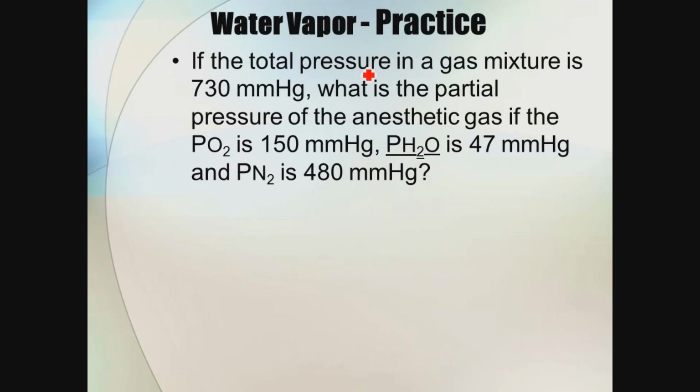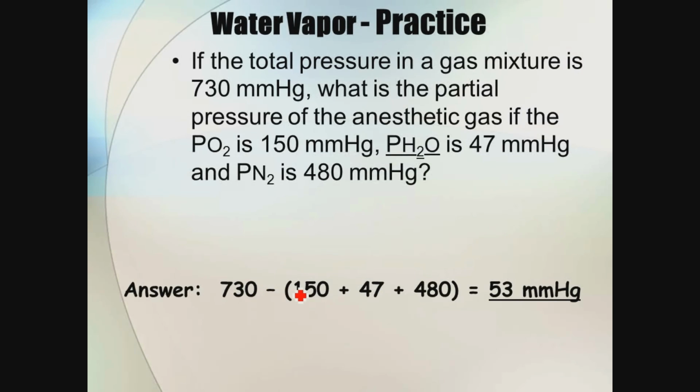And this is just talking about, okay, so now I have a barometric pressure of 730. What is the partial pressure of an anesthetic gas if my PO2 is 150, my water vapor is 47, and my nitrogen is 480? So what I would need to do is subtract off the 150, the 47, and the 480 from the 730, and what is left is what the anesthetic gas is taking up. I backed into it. It's an application of Dalton's Law. Okay?